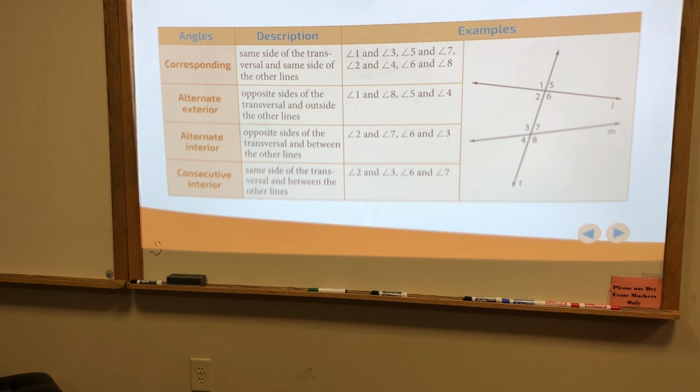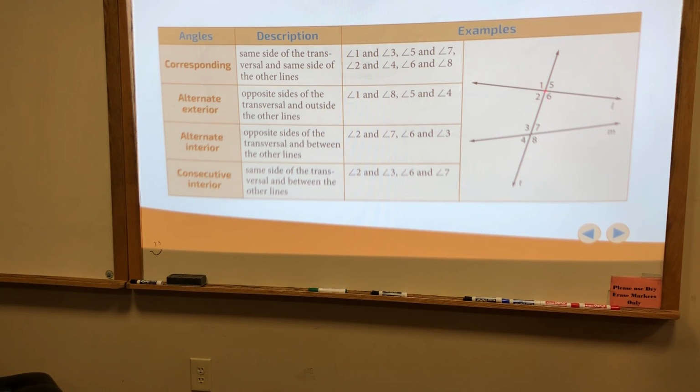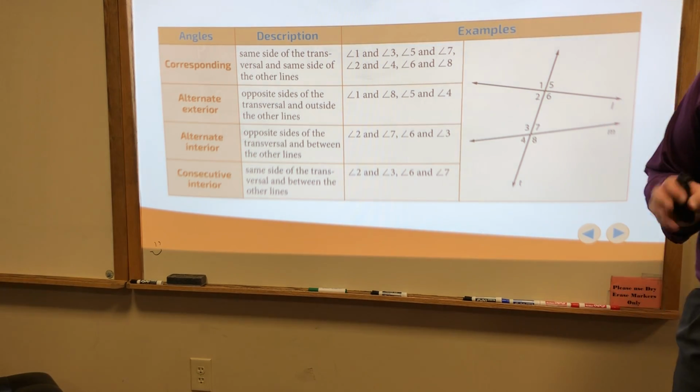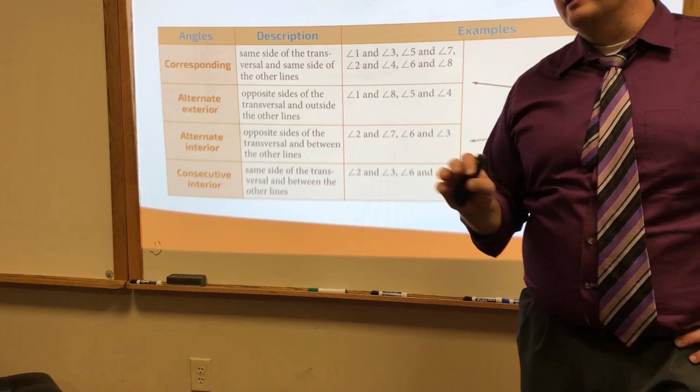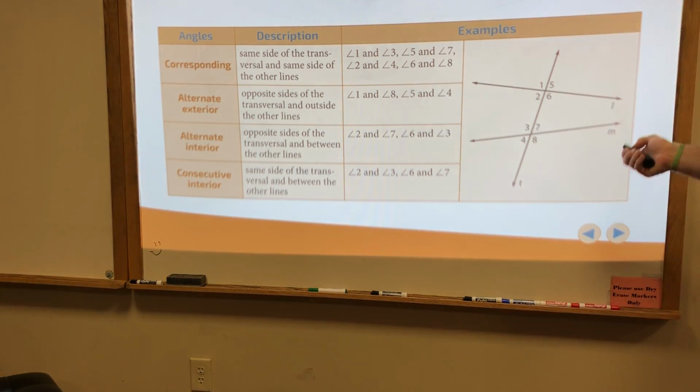Okay? Now, the next one is alternate exterior. Now watch carefully. So first off, what does exterior mean? Exterior, Elisa, can you answer that for me? Yes. Outside. If it's outside, it's exterior. So if you're looking at your transversal, Brandon, I'm going to ask you, tell me some angles that are exterior.